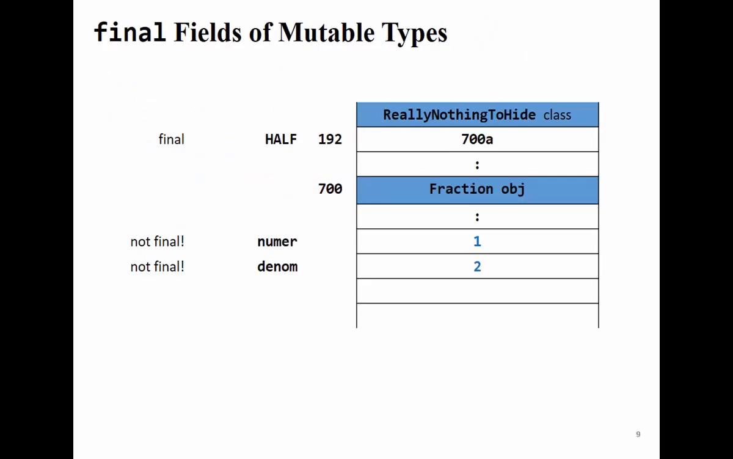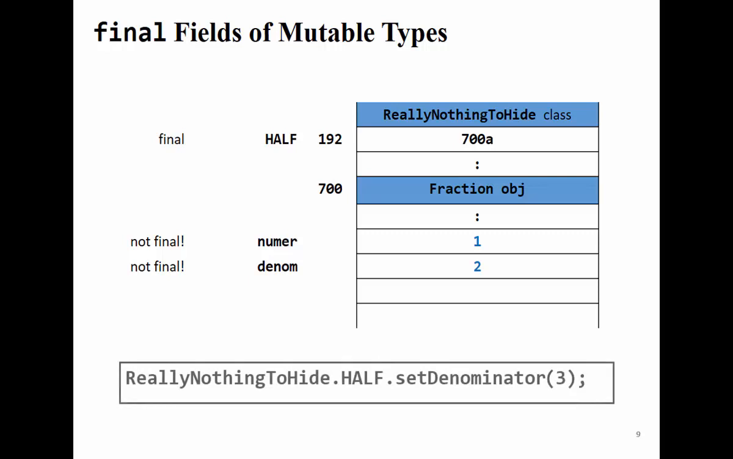This is exactly what happened in memory. You define final half at address 700. So 700 is fixed. This is the final. But the 1 over 2, the 1 and 2, which are numerator and denominator, are not final, because these are the state of the object, and the object in our case is a Fraction. So the user or the client can go and still use half.setDenominator and change the value of 2 to 3. So the reference, address 700, is final, but numerator and denominator are not final. Okay? Any question?